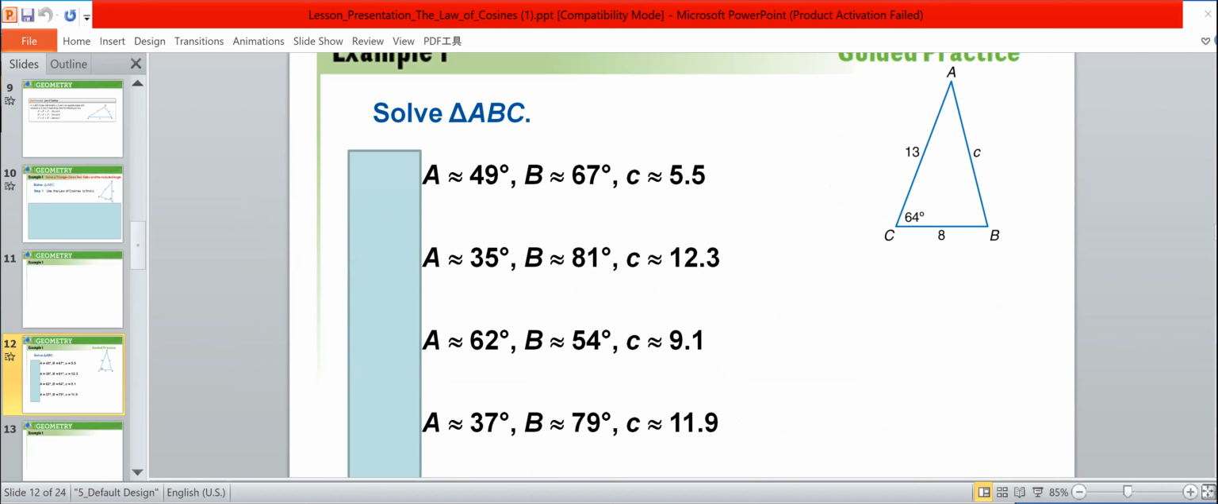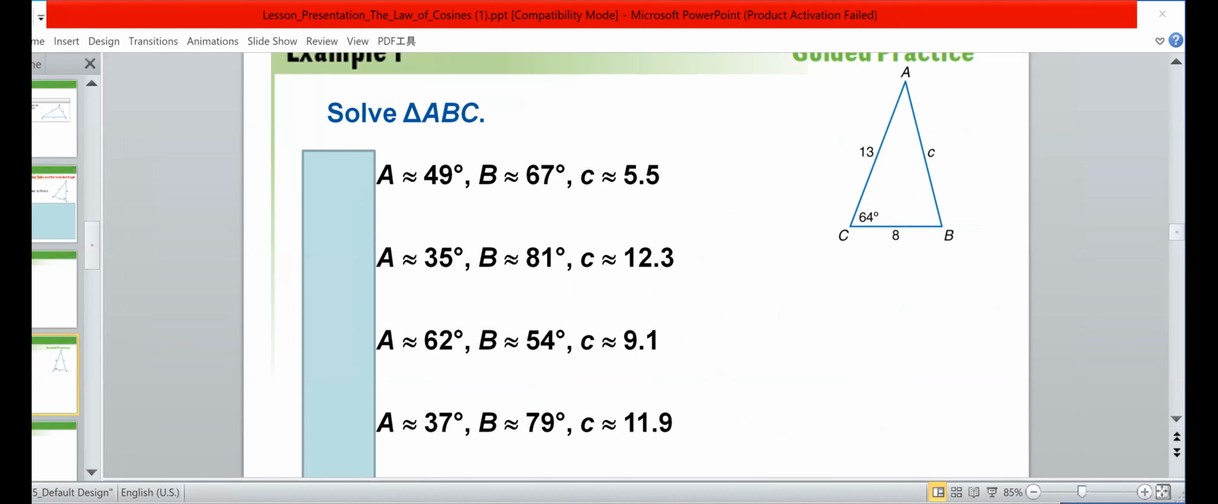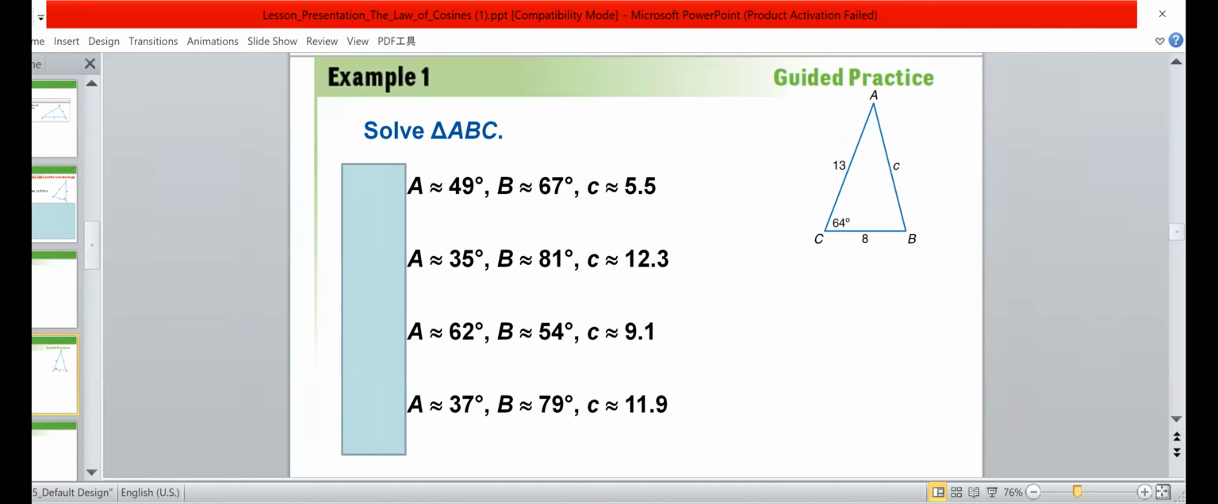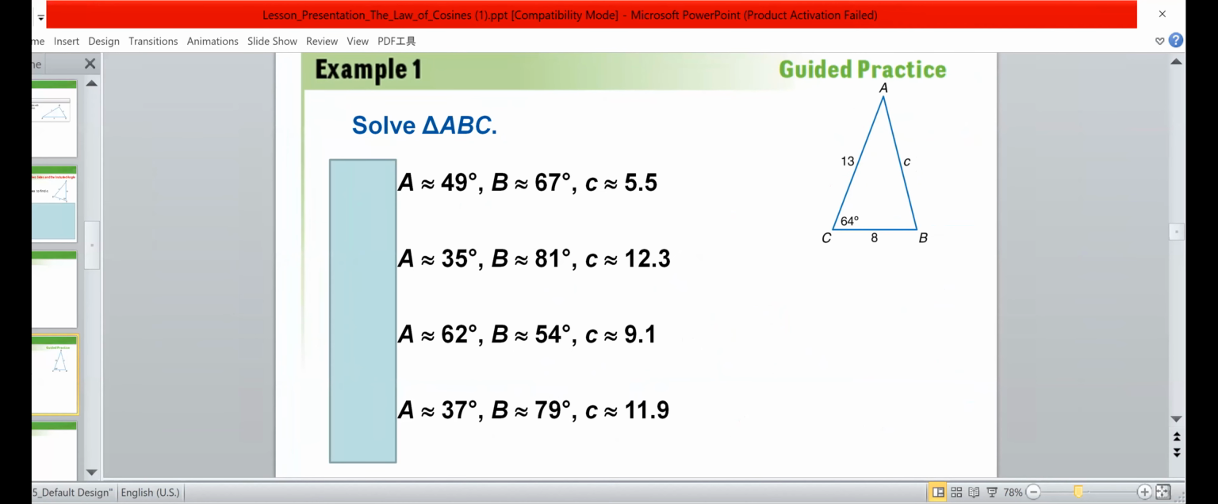So we have here this problem. As you see, solve triangle ABC. We have 4 choices: this is letter A, this is letter B, here letter C, and here letter D.